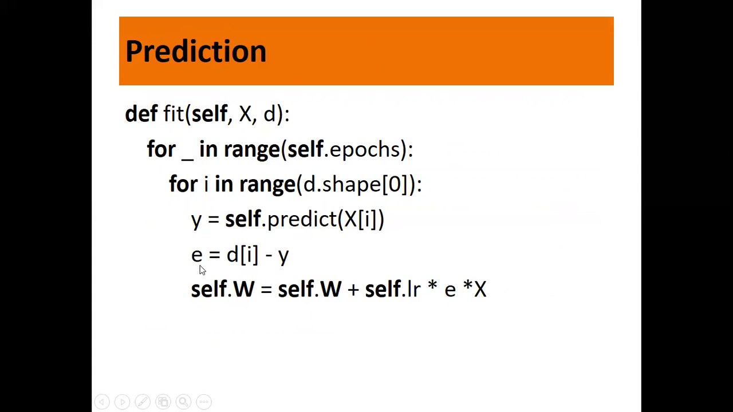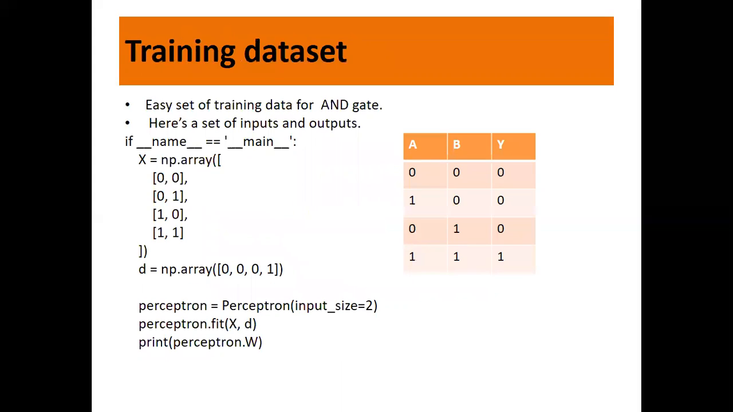fine. And then we calculate the error. Error is what we expected, we passed a desired output vector, and what we got. And then we adjust the weight. Remember here you are adjusting the weight with the learning rate, the error we have calculated, and the input. Is it fine? This is important, that's why I put it in bold. This is the actual weight update rule. Now what we need next is the training data set.